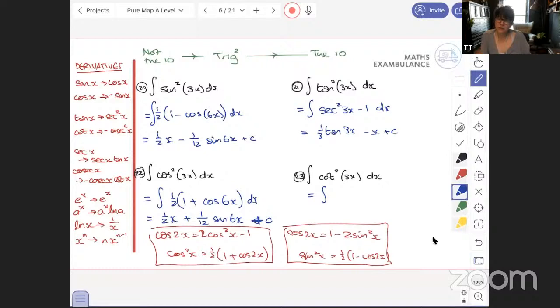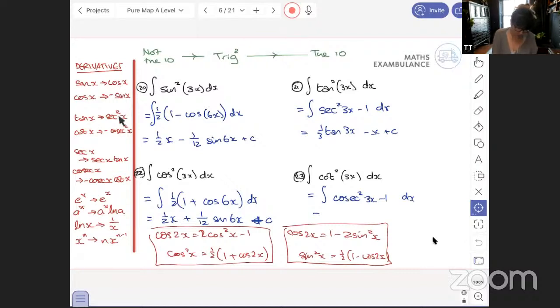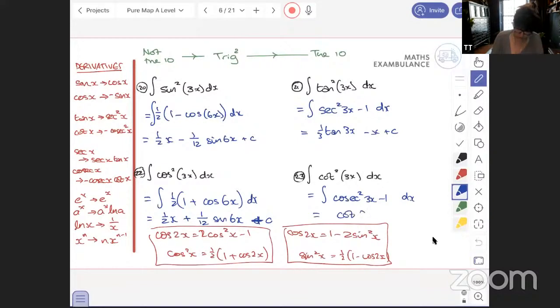Cot squared. Do we know what cot squared is? It's cosec squared minus 1. So therefore, this will be cosec cot with a third done. No, no, Ronnie. What differentiates to make cosec squared? Let me look down my list so that I'm not being silly. What must I have differentiated? Cot. Cot is what I must have differentiated.